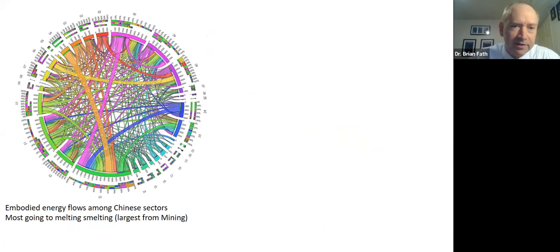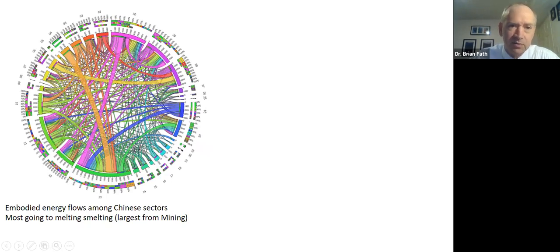And then there are these very nice, colorful diagrams that can be generated to show how the flows from one sector to another are. In this case, this is again embodied energy. And as I mentioned, this 13 is the metals, metal melting. So the largest amount of embodied energy is going to that one. And the largest flow is this one, which is coming from this compartment, which is mining.